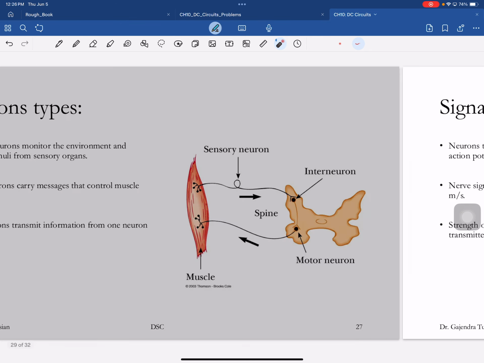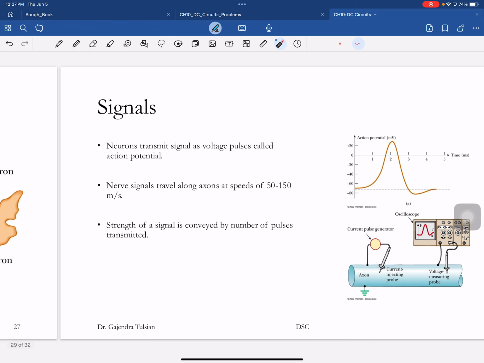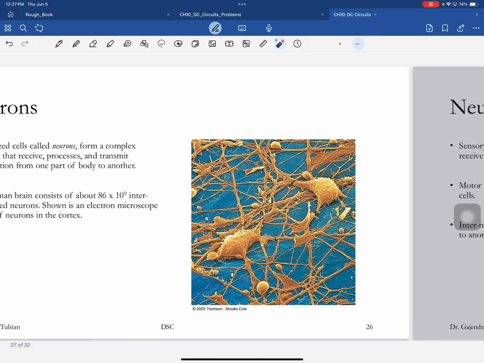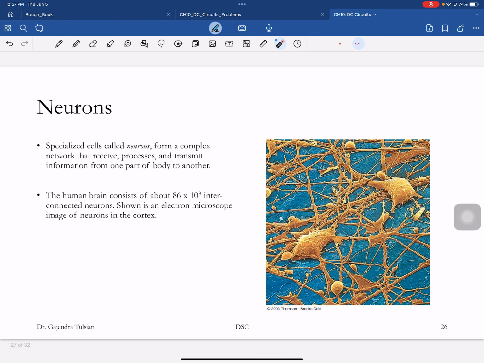Now I've got a few slides on how your nerves work. If you want to hear about that, I'll tell you. Otherwise, we can stop here. Sure. All right. I'll be very brief about it, okay?